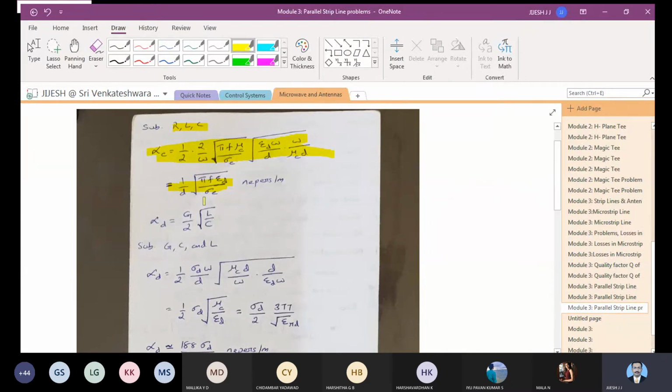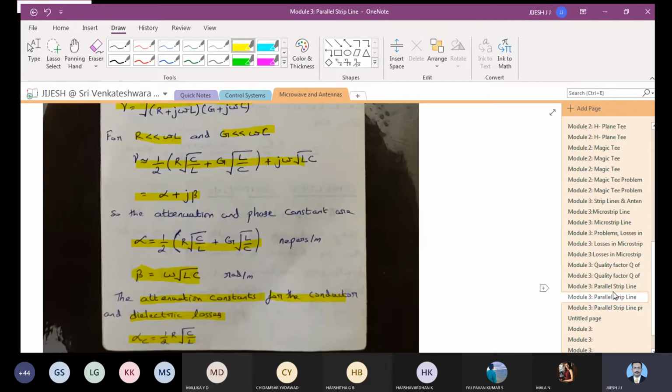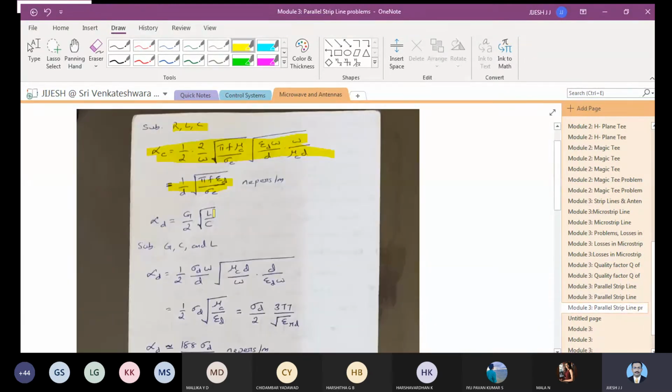Similarly, alpha d, which you have here, the next part of the equation, that is alpha is equal to this combination plus this. So alpha d, that is for the dielectric losses. Alpha c is for the conductor losses. Alpha d, you will get it as 1 by 2 g root of L by c. So that is what you can say. Alpha d is g by 2 root of L by c. Same method, substitute G, C, and L from the equations above, and you need to simplify it further.